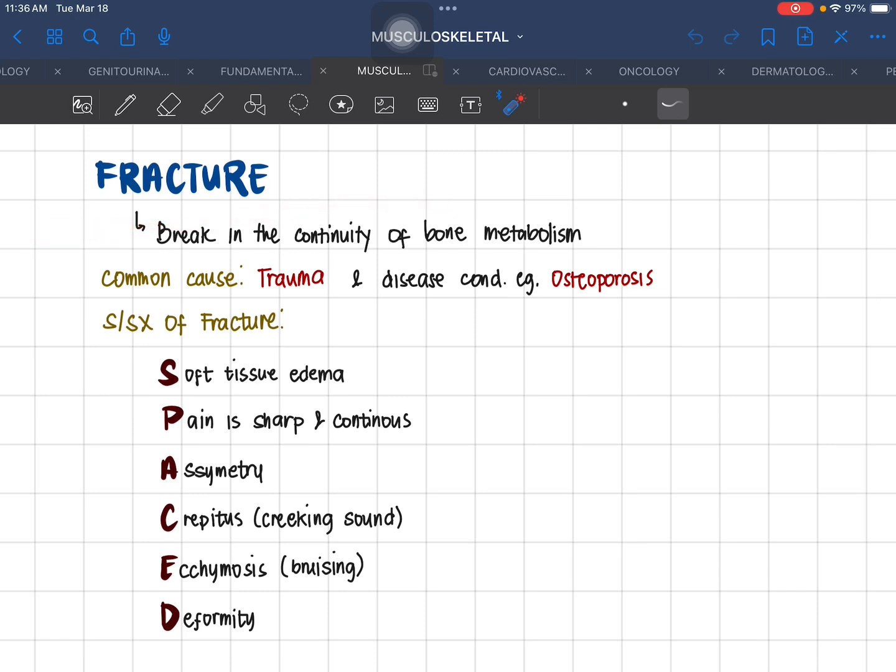Fracture is defined as a break in the continuity of bone. Again, ang nangyayari dyan, nagbe-break yung bone. So, hindi rin nagpa-process yung bone metabolism. So, ang common cause ng fracture ay trauma and yung mga disease conditions like osteoporosis, osteomalacia, ganun. Ganun yung mga common cause ng fracture.